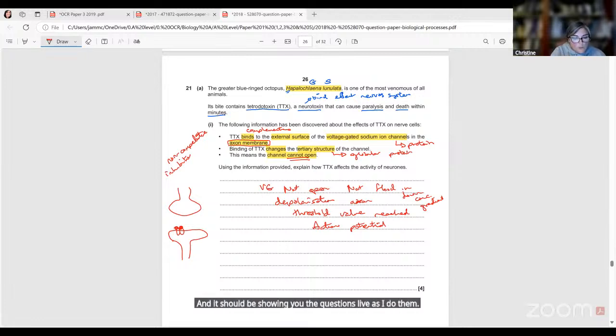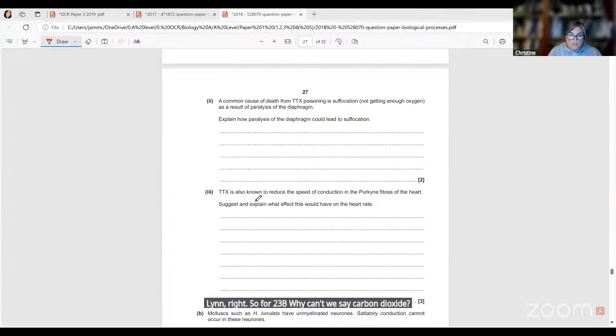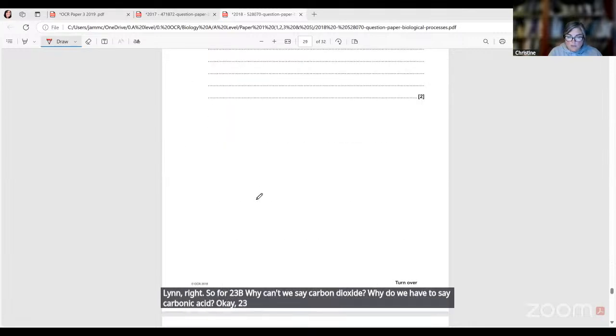Lynn, right, so for 23B, why can't we say carbon dioxide? Why do we have to say carbonic acid? Okay, 23B, where are you, 23B?